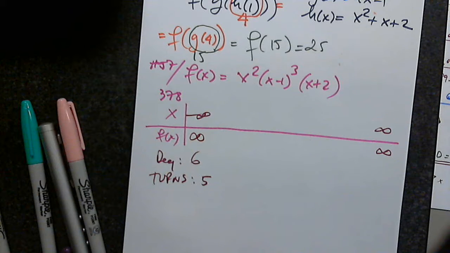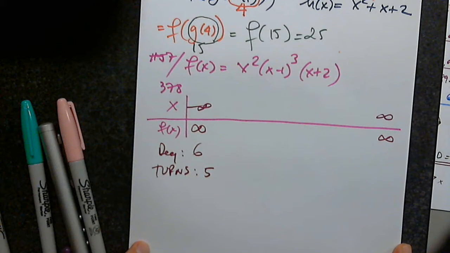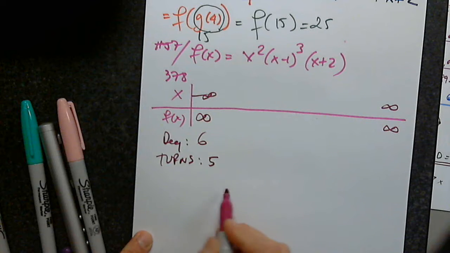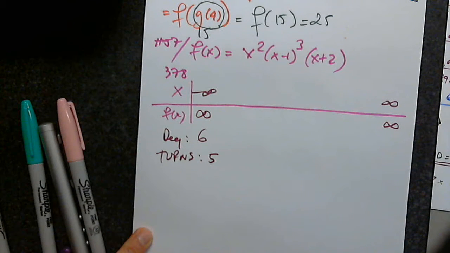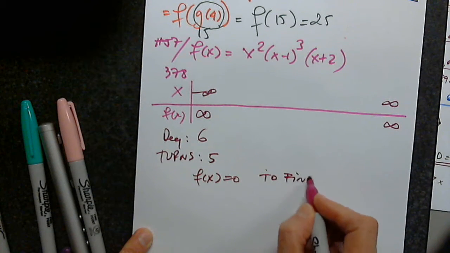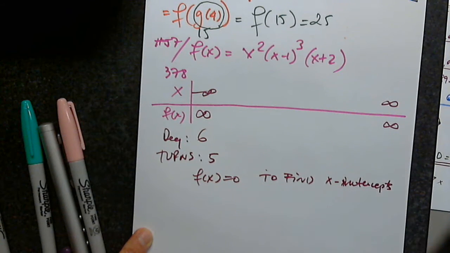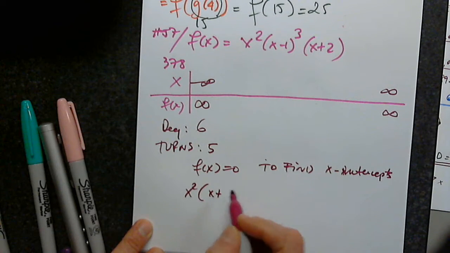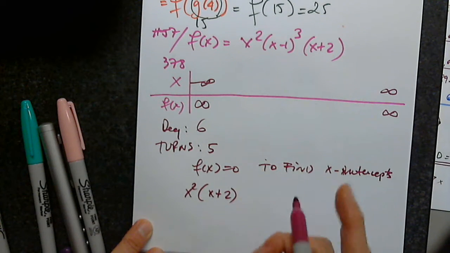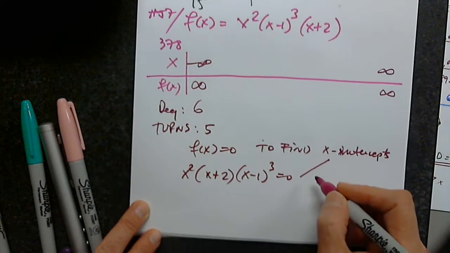How many solutions would you give for the x-intercepts? 6. Degree 6, 6 solutions. How do I determine that, and what do I have to write for the x-intercepts? Say it again. Awesome. F of x equals 0 to find the x-intercept. Very good. Awesome. So x squared, x plus 2. Sorry, I wrote plus by mistake, so I reversed these two. Again, how many solutions will you give?